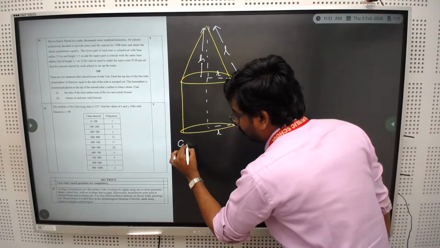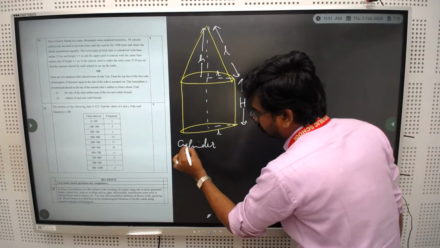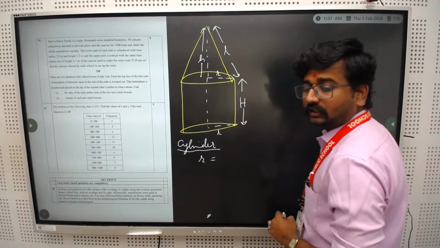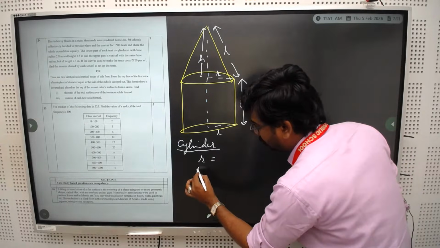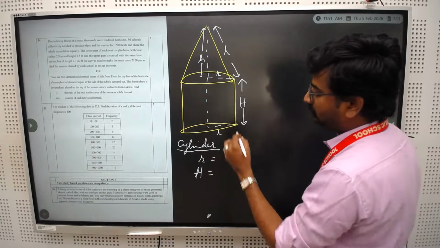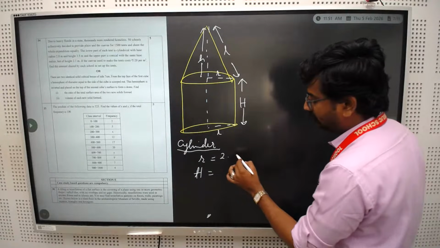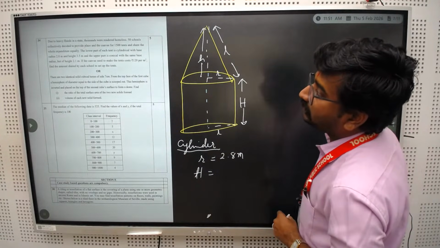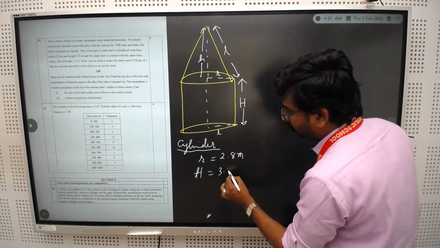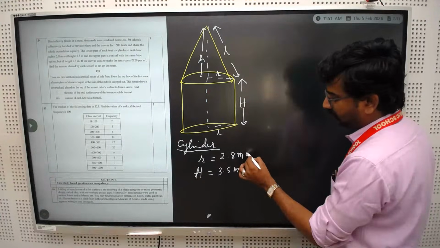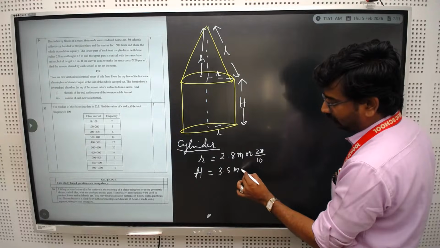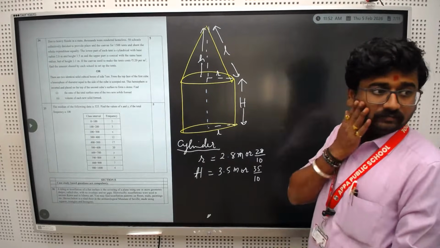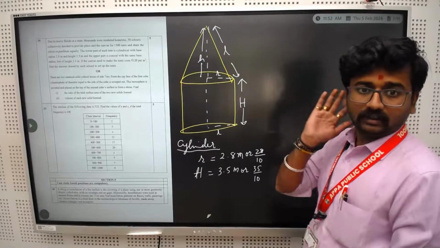Now, for the cylinder, what are the dimensions? One should be radius, other should be height, that is capital H. Radius they have given in the question, which is 2.8 meters or centimeters? Meters. Height of the tent is 3.5 meters. I'll write this as 28 by 10. I'll write this as 35 by 10. I will not cancel. Why? You will come to know when I do the solution.